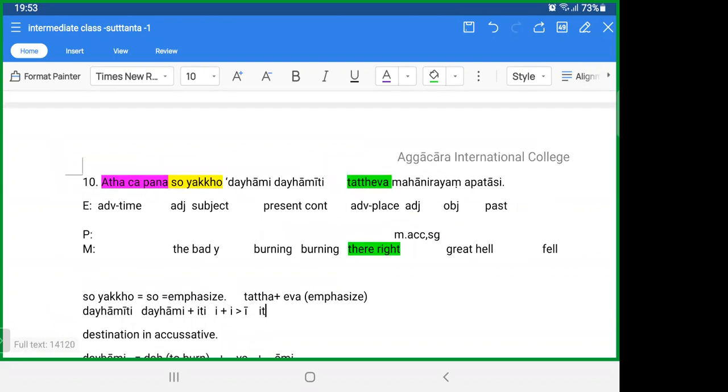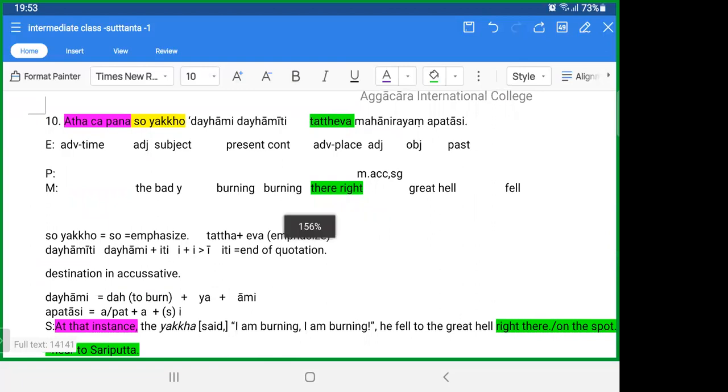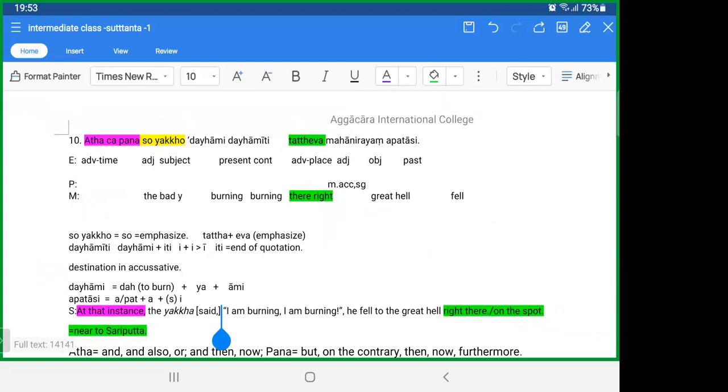So the yaka is speaking. Who does he speak to? He speaks to himself. He says he's burning. Or thinking. He's thinking, yeah, you can put thinking because there's no time for him to speak out. Right? All right. What do you think? Do you think he had time to say it?